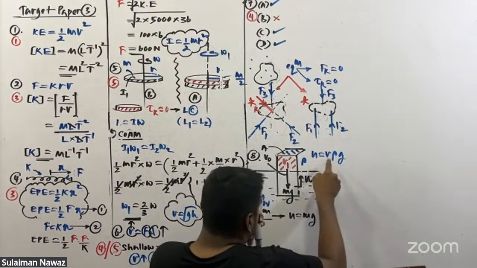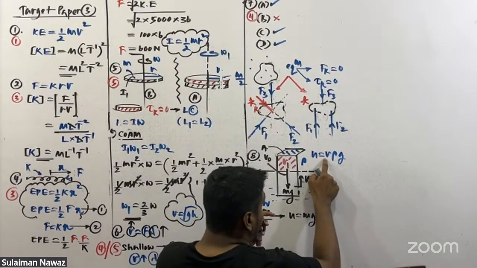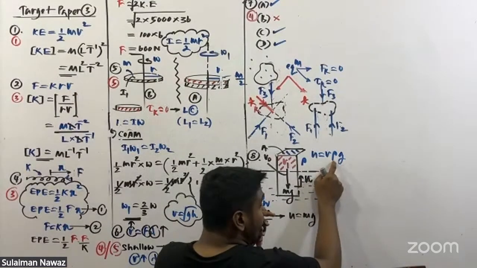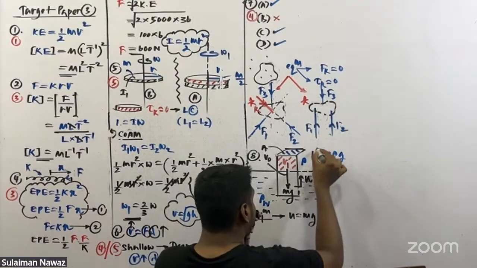What is the meaning of each term? V means the submerged volume of the object. Rho means the density of the liquid where the object is submerged. G means gravitational acceleration. This we already know.